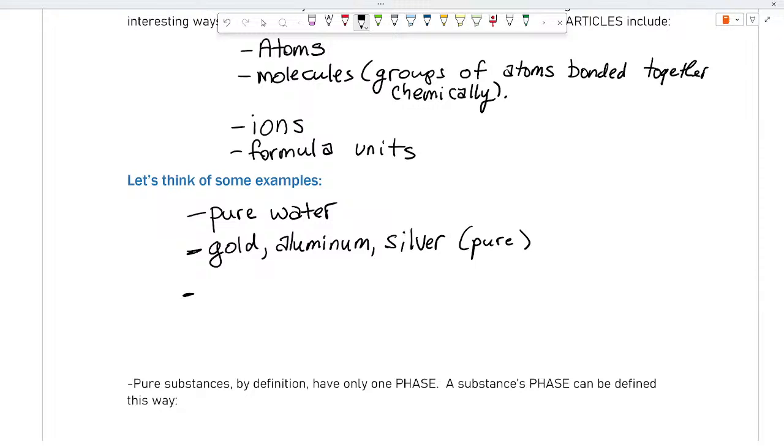Other examples of pure substances: oxygen gas, nitrogen gas, helium gas, all of these things.